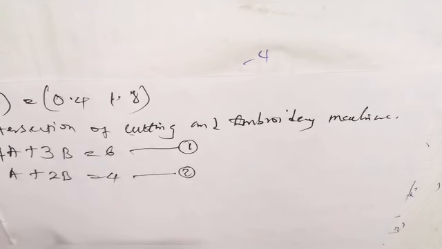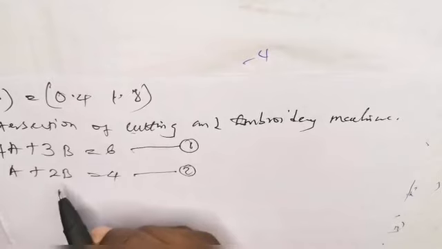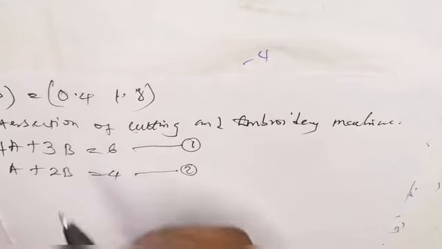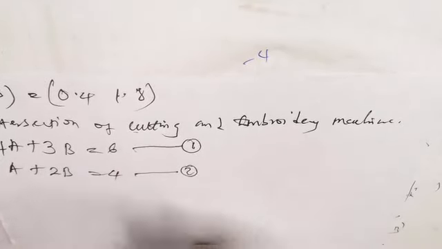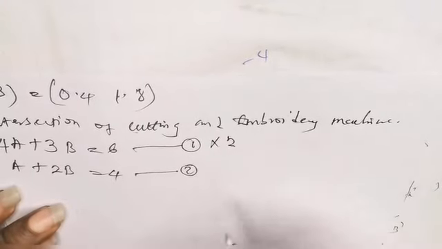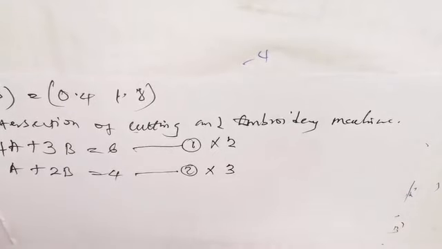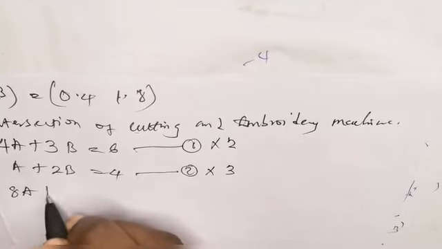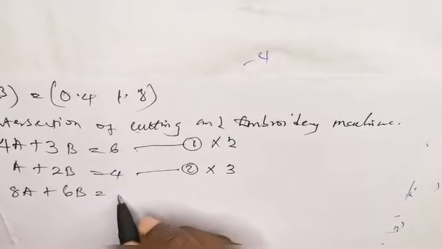Now let's eliminate b, just as we've been doing, to be consistent. The coefficient of b in equation 2 is 2, whereas that of b in equation 1 is 3. So I will multiply the whole of equation 1 by 2, and multiply the whole of equation 2 by 3, the coefficient of b in equation 1. So 2 times 4a gives me 8a plus 2 times 3b gives me 6b equals 2 times 6, which gives me 12.